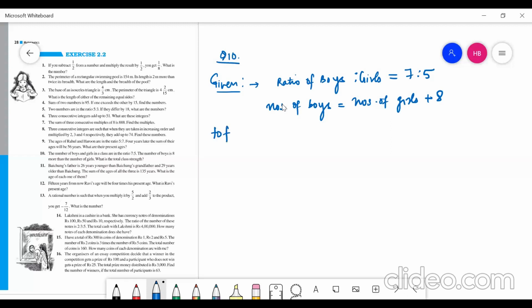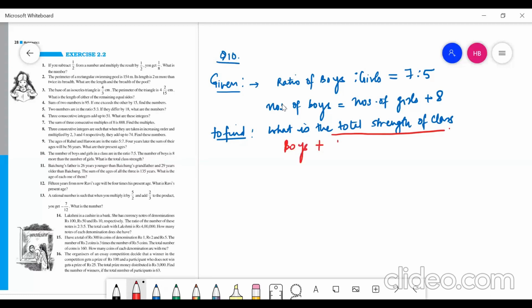Now what do I have to find? I have to find the total class strength. What is the total strength of the class? What does it mean? Total strength of the class, what does it mean? It means that I have to find boys plus girls, the total number of boys and girls in the class. Now let's move to the solution.